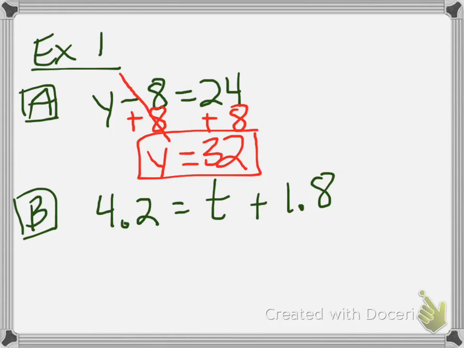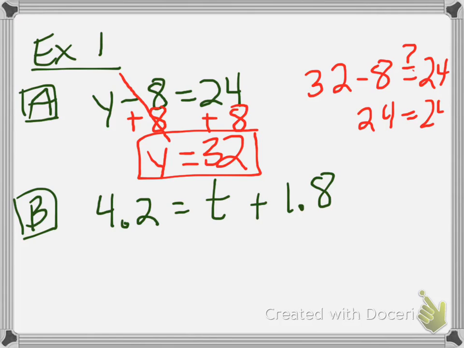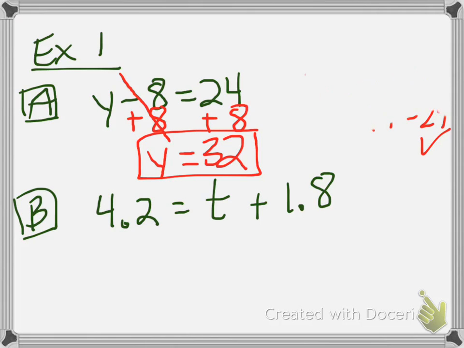I can check it too. I can say 32 minus 8, is that equal to 24? 24 equals 24. Yes, it does. Okay, but you don't have to do this step initially with the one-step equations. It's a good thing to do on a test, but you don't have to do it during the homework unless you really aren't sure if you got it right.